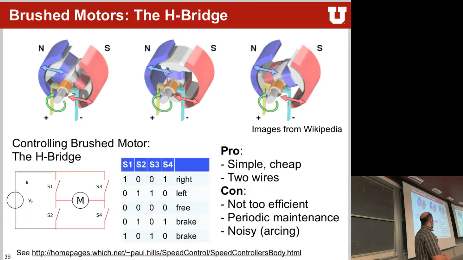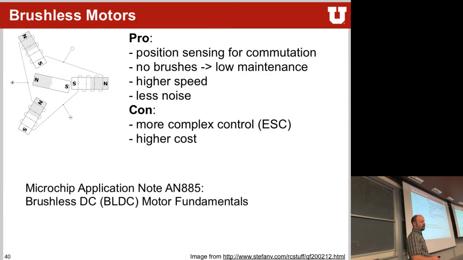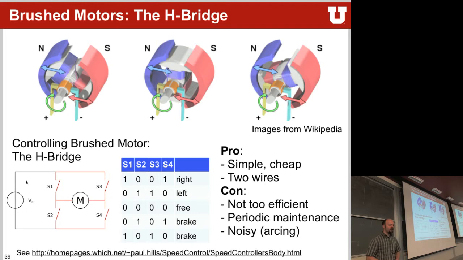Pro of brushed motors, they're very simple and cheap. Only two wires, right? A brushed motor has only two wires, power and ground, or you can invert it around and it will go the other direction. Problems: not very efficient, need periodic maintenance, and they're noisy.